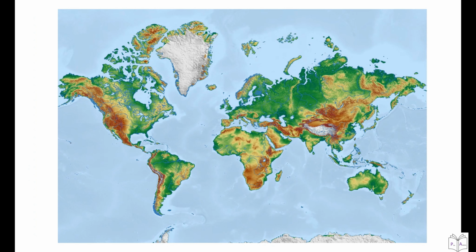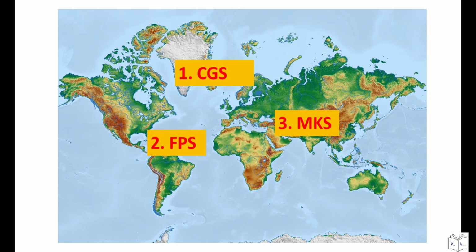In earlier times, different system of units was used by the scientists in different parts of the world for their measurement, out of which only three system of units were being used for many years till recent times. They are CGS, FPS and MKS.